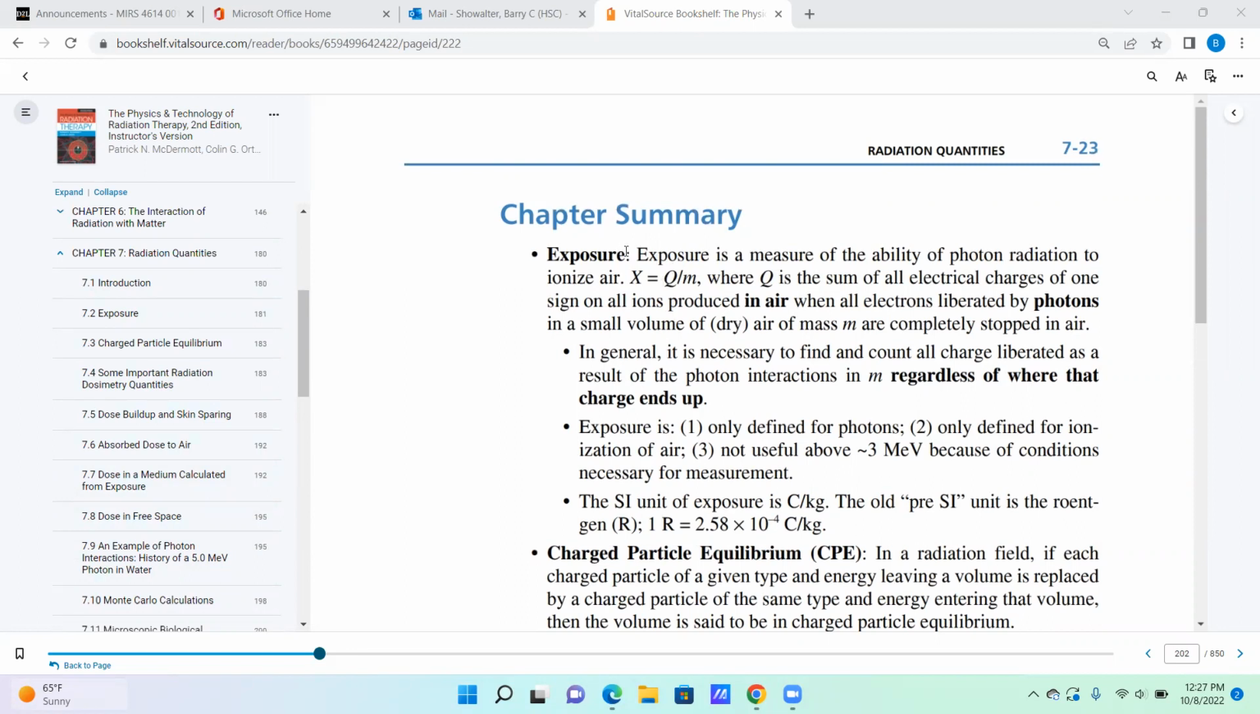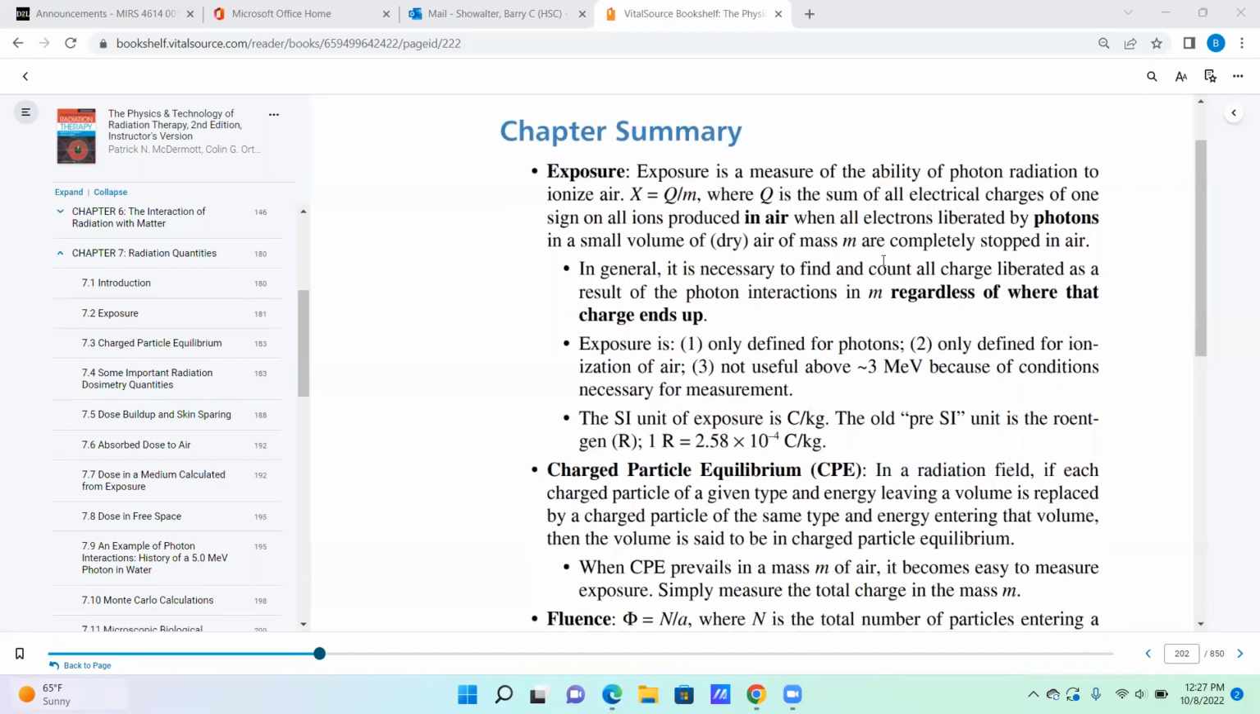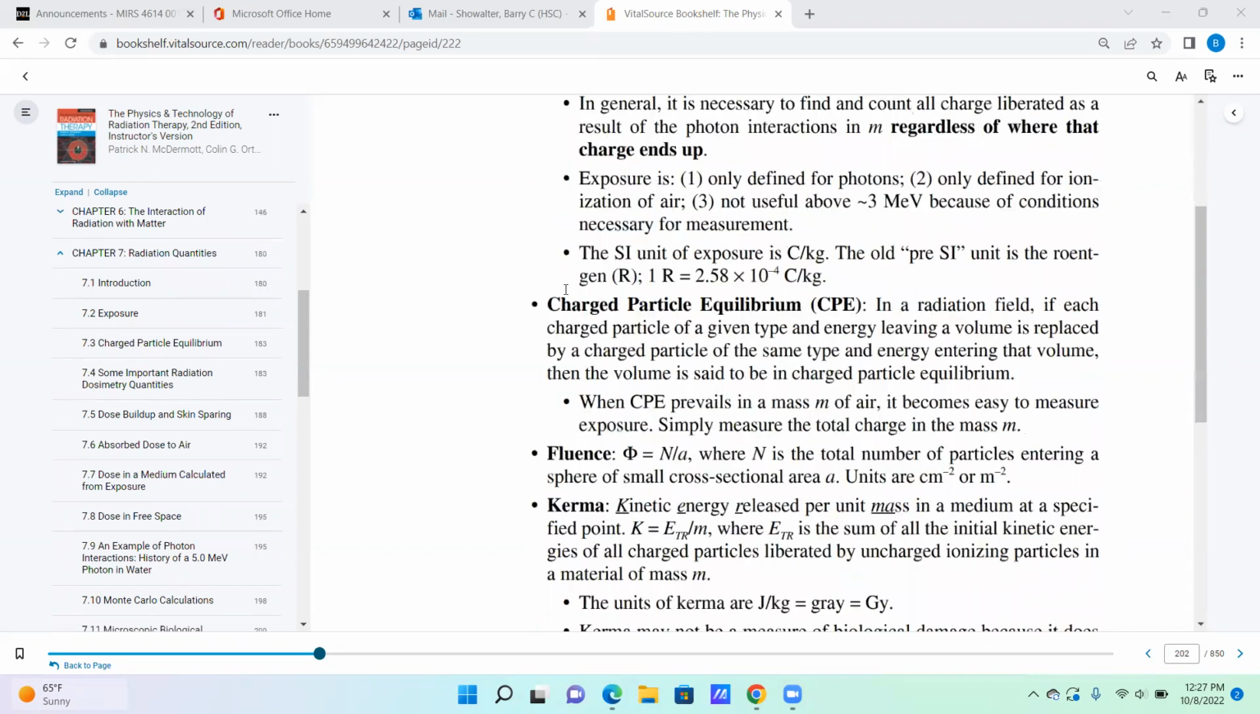So first we're going to cover exposure. Exposure is going to be the measure of the ability of photon radiation to ionize air, and we'll go through a lot of this definition and whatnot, but just know that this is going to be the first concept we're going to encounter.